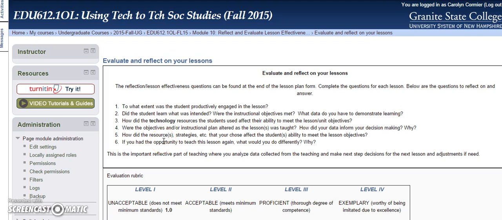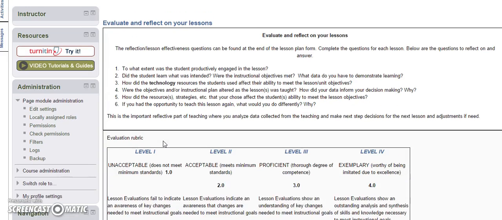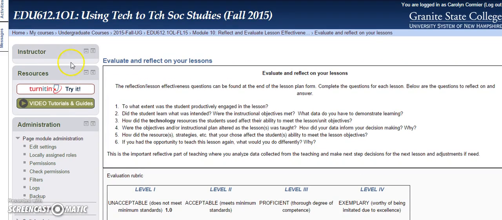Number 5 is, how did the resources or strategies that you chose affect the students' ability to meet your lesson objectives? And then 6 is, if you had the opportunity to redo this lesson, have a do-over, would you do anything differently? And if so, explain why. This will be the rubric that I'll use for evaluating your reflections.